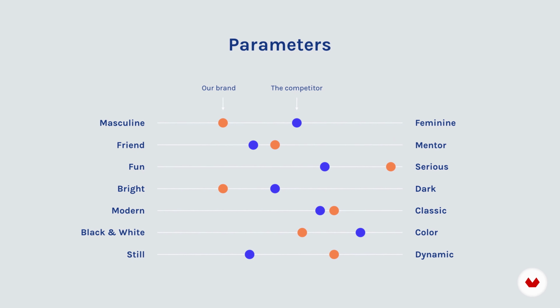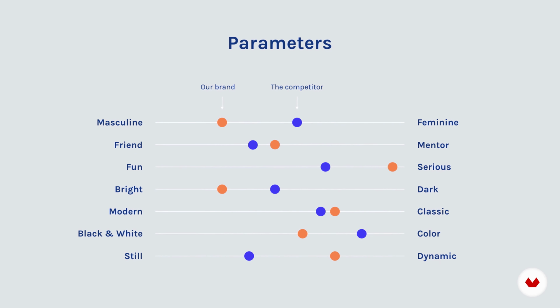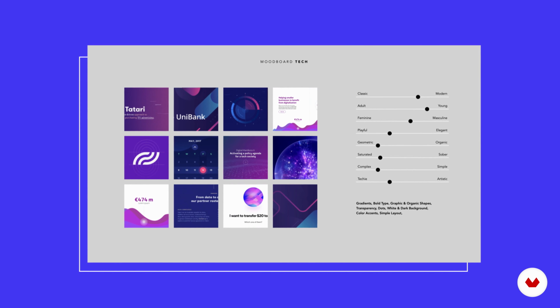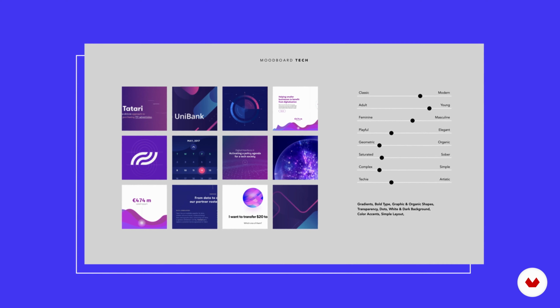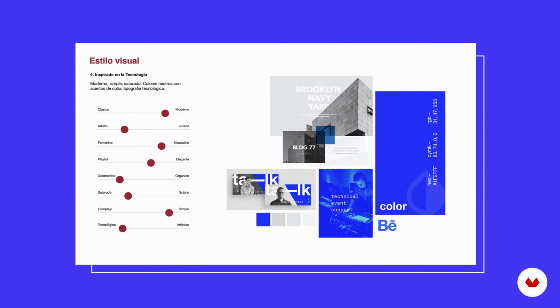Next, we have parameters. I'm not sure why, but this is one of my favorite diagrams. Each line represents 2 opposite values, and you can position the point on a scale between them. I think it's a great way to translate more abstract values into more tangible and visual language instead of just words. I use this diagram mostly to translate my mood boards in creative proposals to my clients.